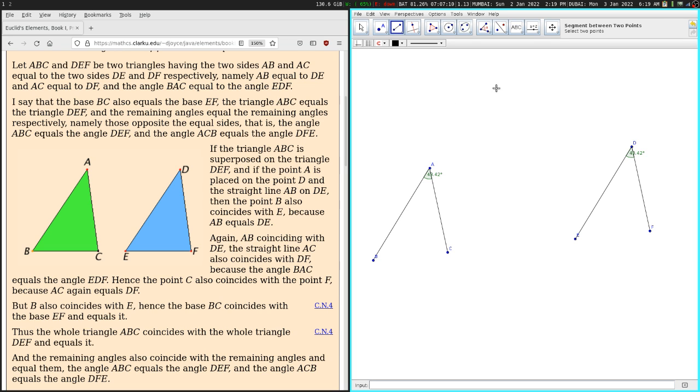So the angle BAC is equal to the angle EDF, right? I say that the base BC, okay, so the base, this line segment here, equals, let's duplicate it, grab, copy, paste, and if we move it over here, hey, they're equal. Okay, the base BC also equals the base EF, the triangle ABC equals the triangle DEF, and the remaining angles equal the remaining angles respectively, namely those opposite the equal sides.